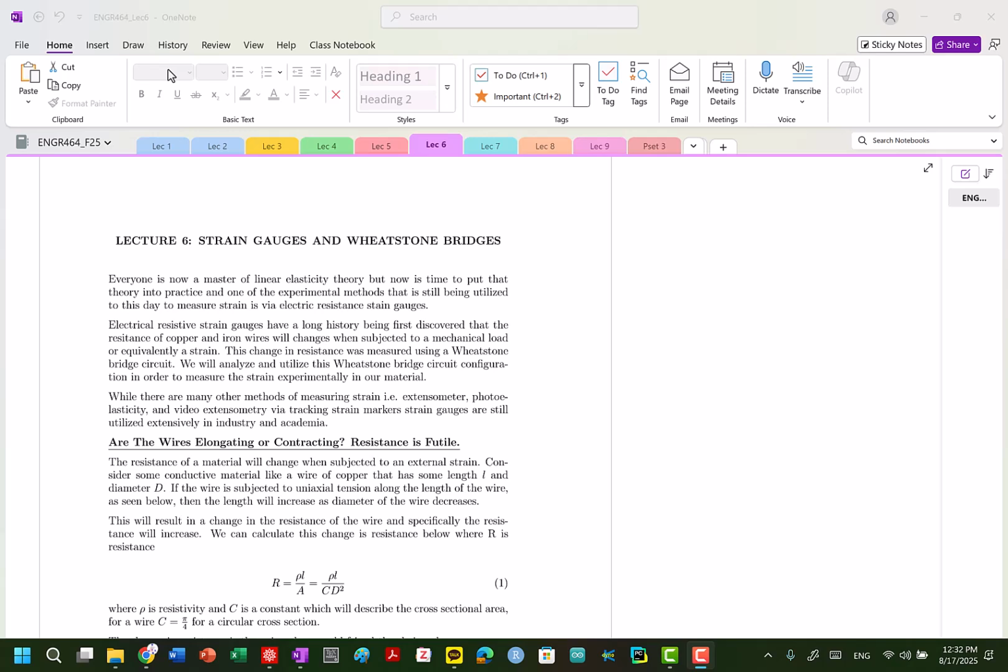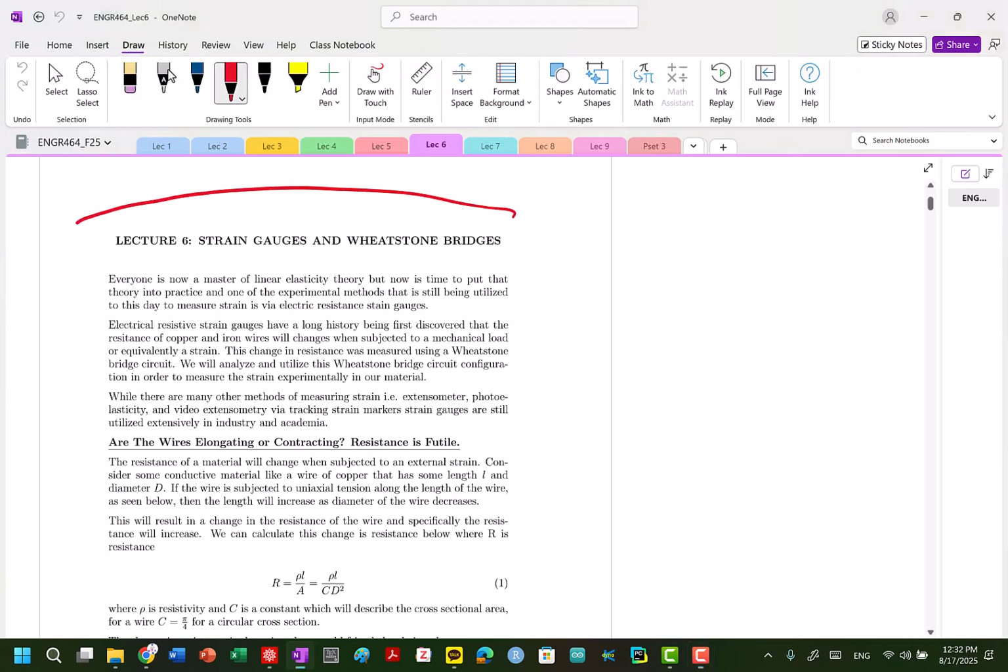Hi everyone, we are back and we are going to go through our lecture 6, how we work with strain gauges and Wheatstone bridge, and connect the signals that we see from a strain gauge as part of this instrumentation that we'll use to measure strain and potentially even correlate that to loads and stresses and all that good stuff.